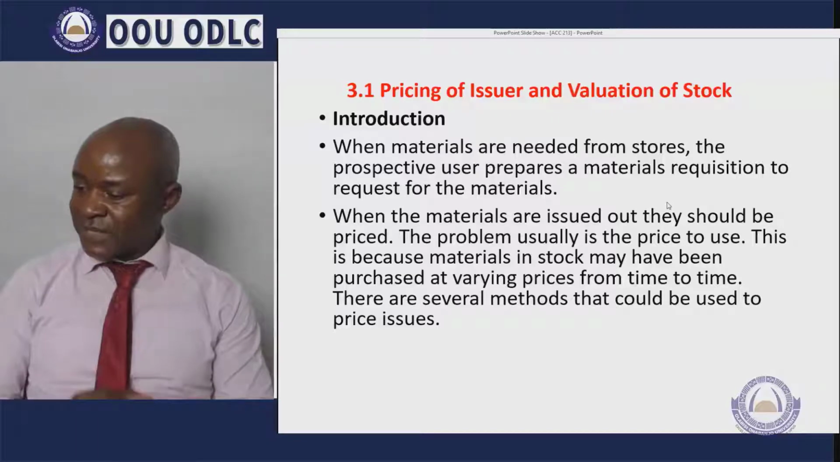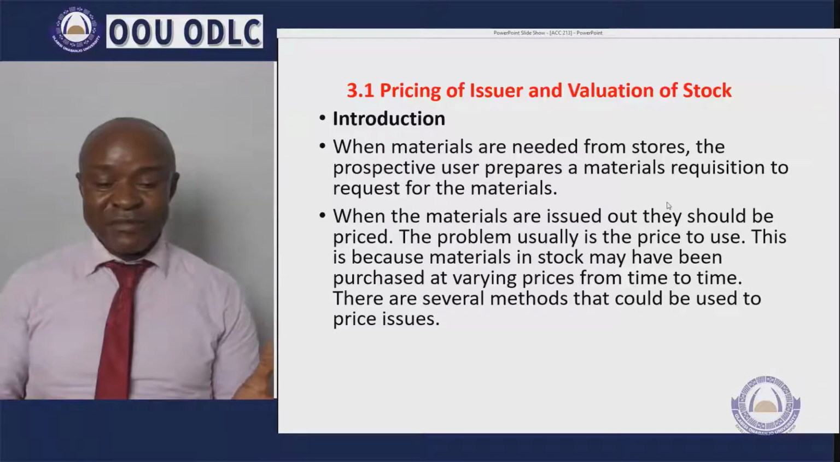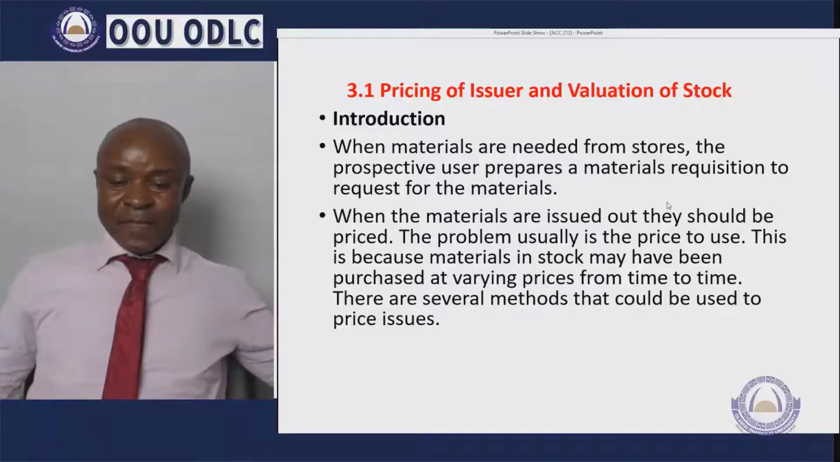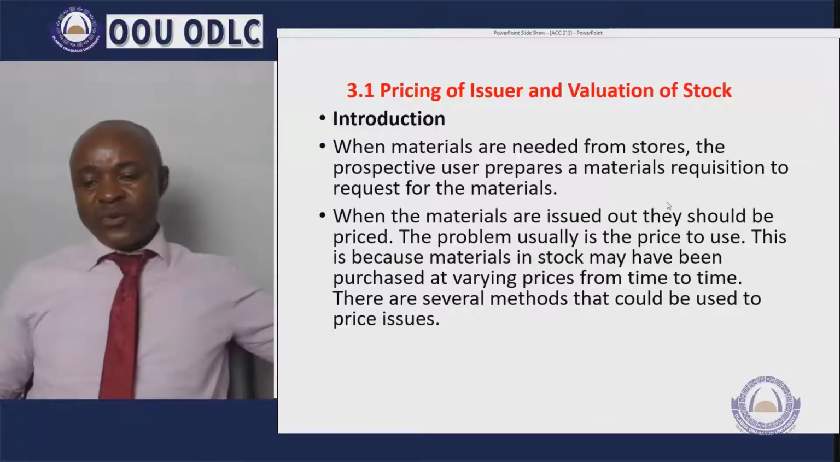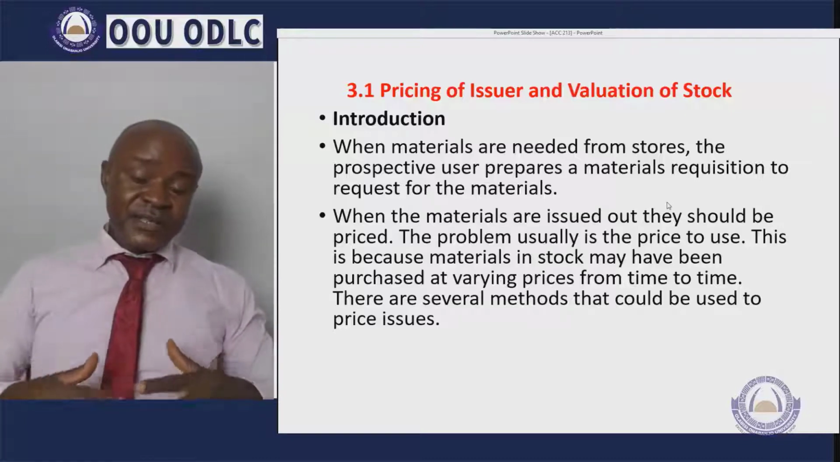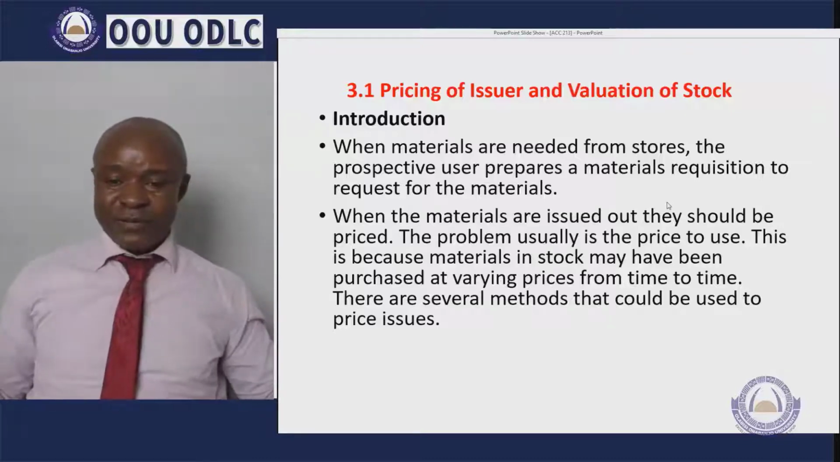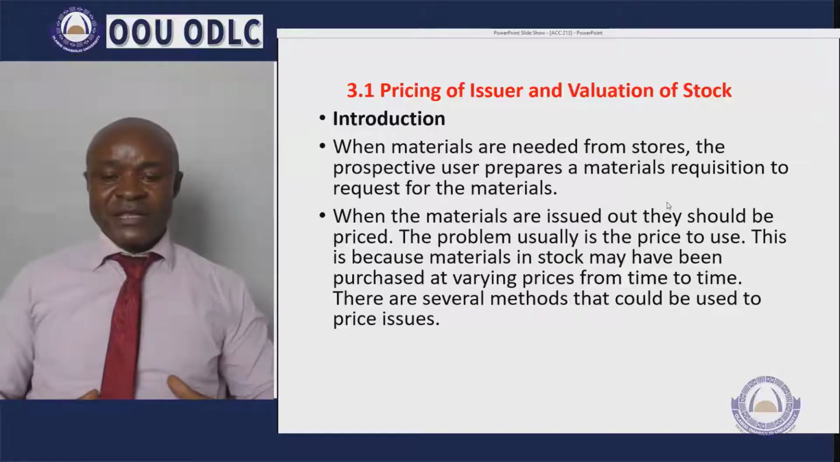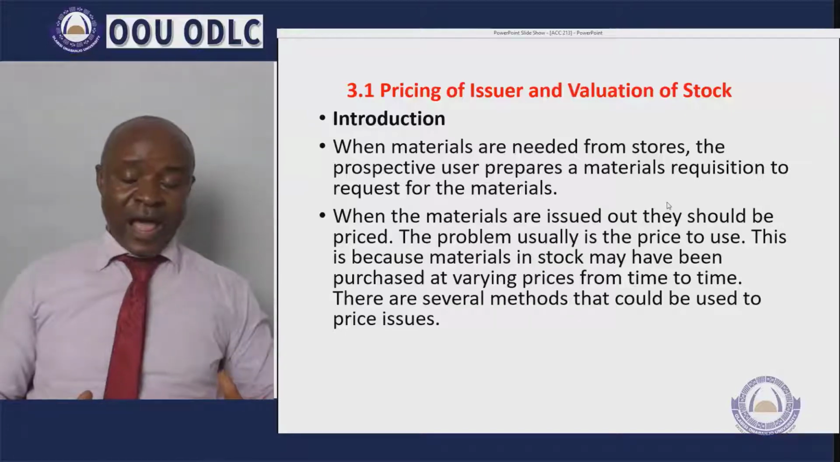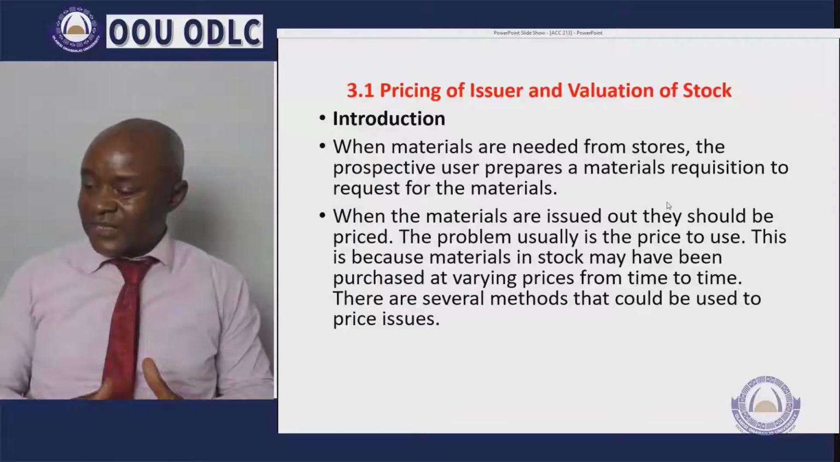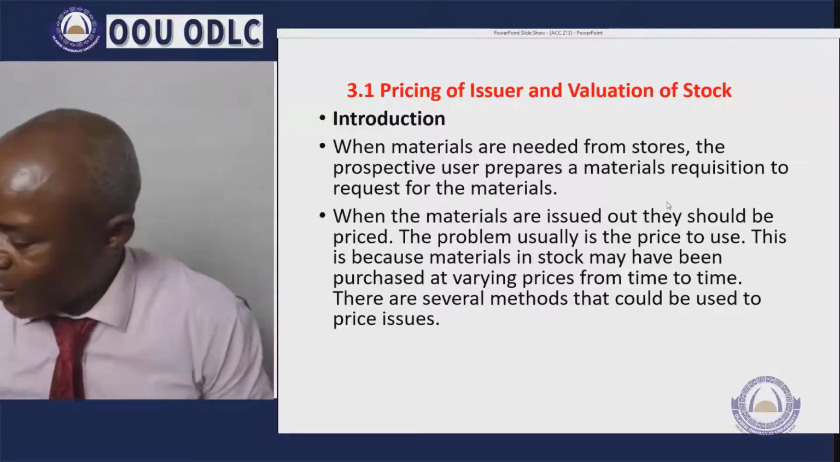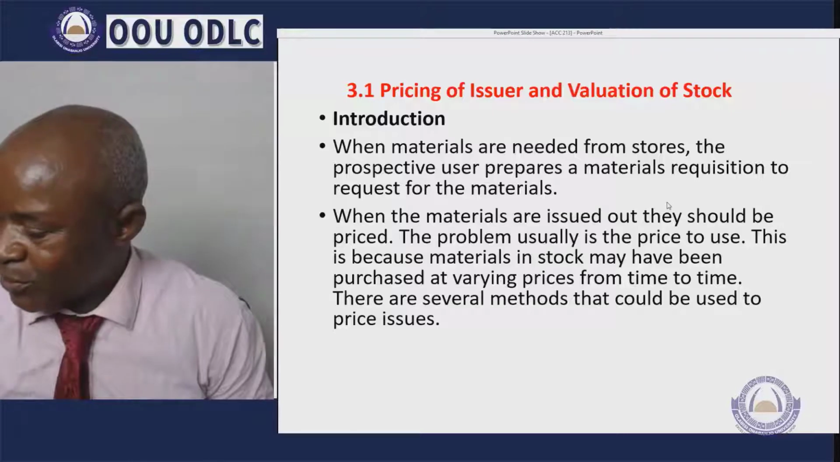This is because materials in stock may have been purchased at varying prices from time to time. Because in a year, for example, we are in June now, from January to June, in a big establishment, materials may have come in and out a number of times. So now the issue is what price or what pricing system should be adopted by the store.